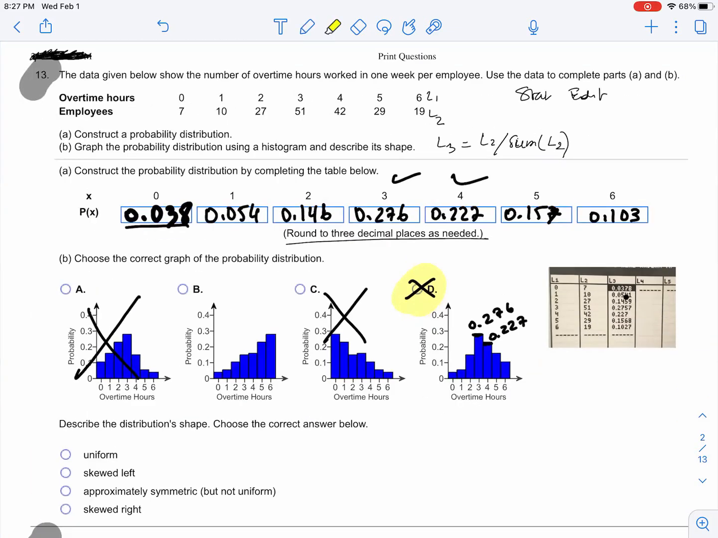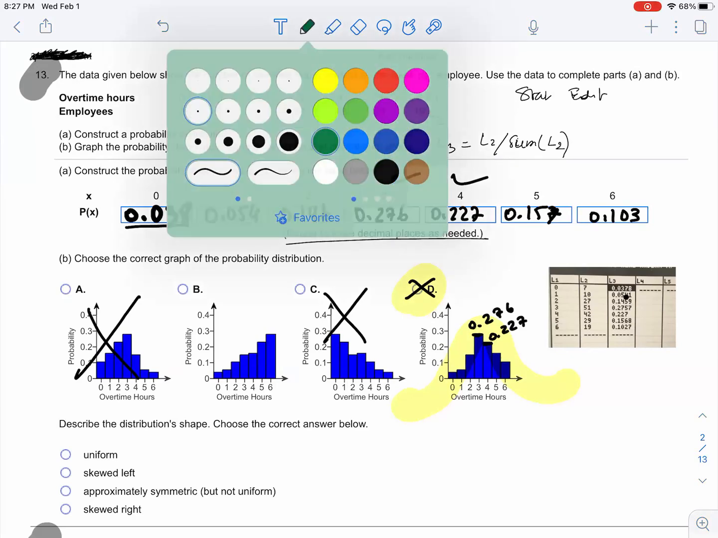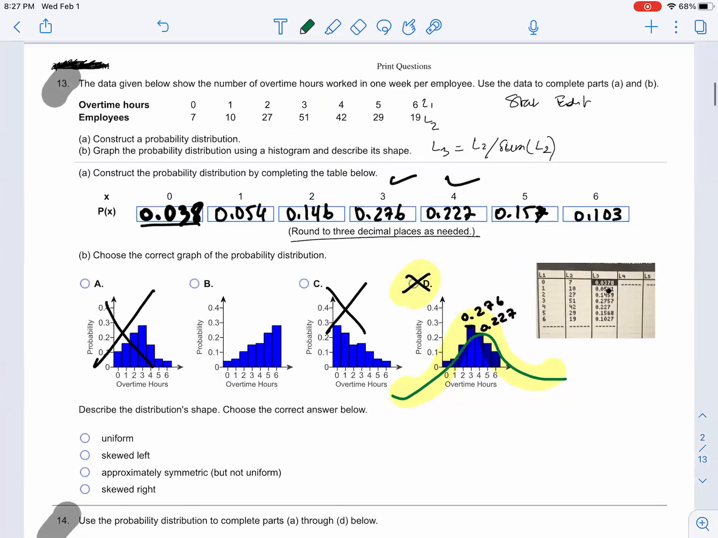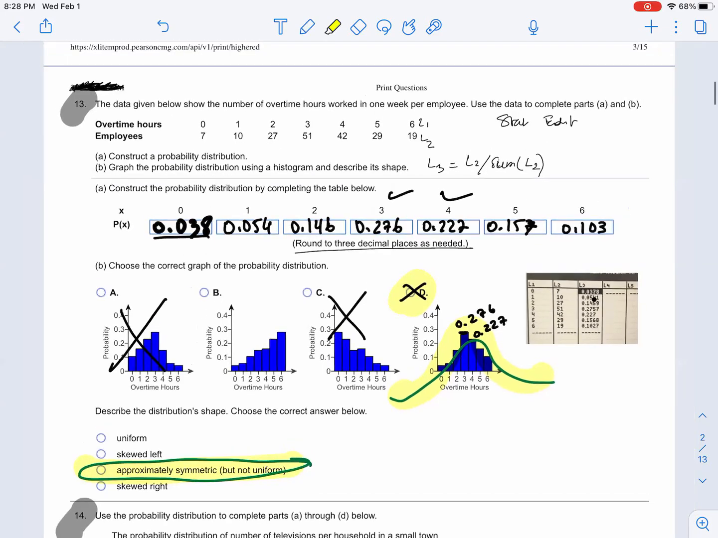Now look at the shape of D. Yeah? Look at the shape of D. Seems to be a bit symmetric, don't you think? So it's almost symmetric. So there goes the shape, right? So be careful, make sure you know how to do these sort of problems.